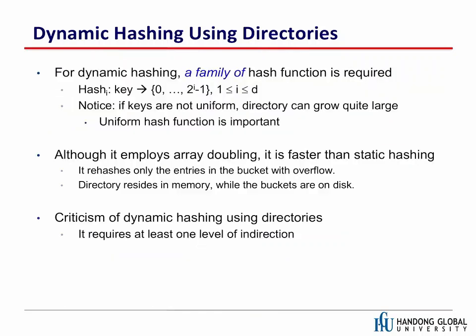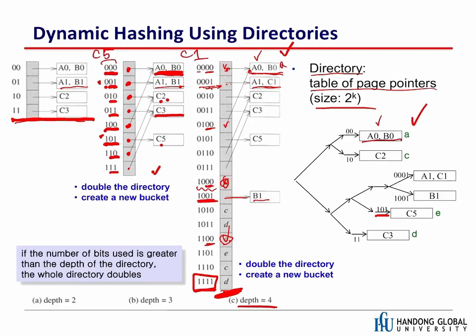Okay, then for dynamic hashing using directories, we have to handle a family of hash functions. So this family is required. Let's go back to this one more time. When we have just 6 identifiers, the hash function should check only the last 2 bits. The hash function should read the last 2 bits, and then it can assign this representation to a directory. But if the depth is 3, then the hash function should read the last 3 digits.